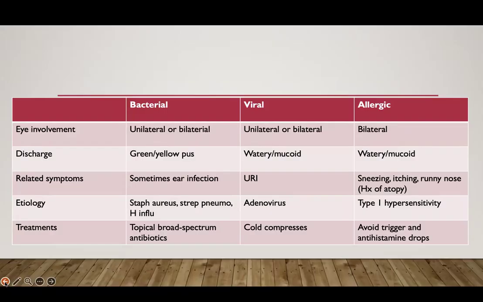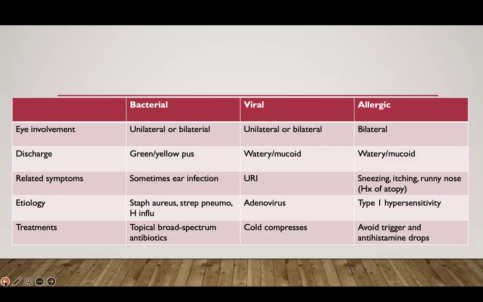Starting with bacterial conjunctivitis, it is often unilateral, but it can also be bilateral, similar to viral conjunctivitis. Mostly in the USMLE question, it's going to be unilateral. Make sure you look out for that detail. For allergic conjunctivitis, it's going to be bilateral. Remember, this is a type 1 hypersensitivity reaction, so it can happen in both of the eyes, right?